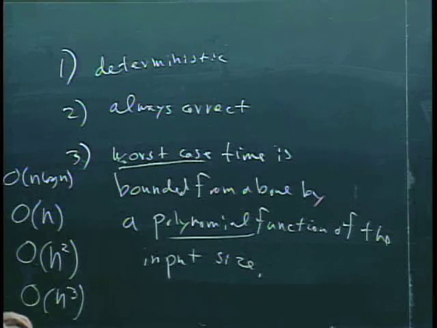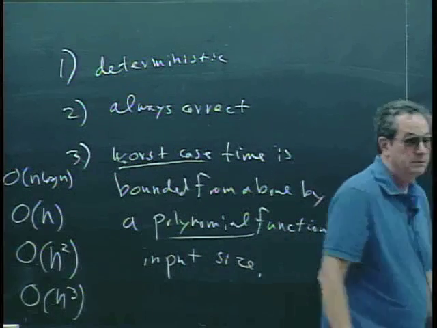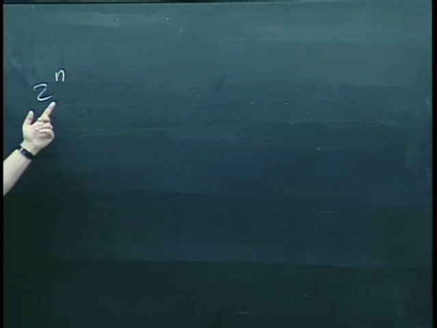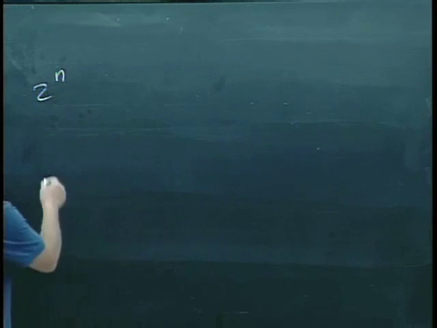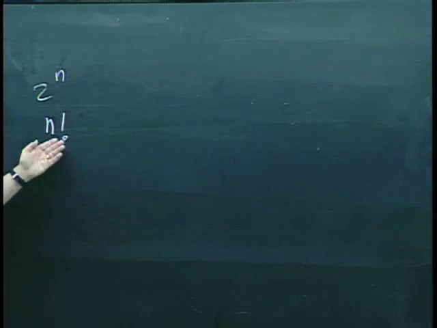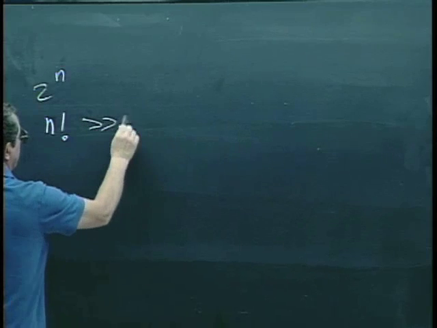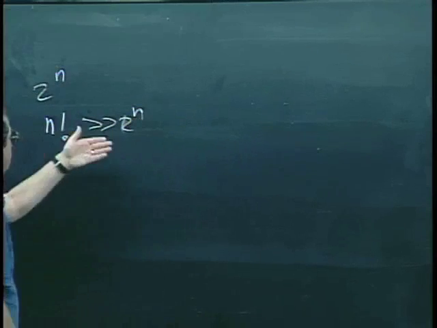Have we seen any algorithms that had a running time like 2 to the n? I don't recall that we have. I don't think we've done any algorithms that had that kind of time. Well, this is not a polynomial. This is exponential. The variable is in the exponent. That makes this an exponential function. Or n factorial is also an exponential, or some people think of it as super exponential, because it's even bigger than 2 to the n. Certainly it's not polynomial.